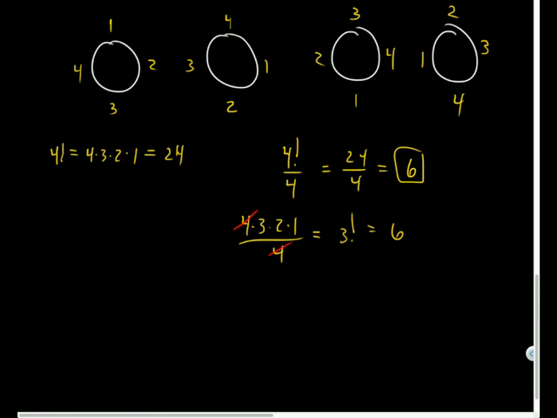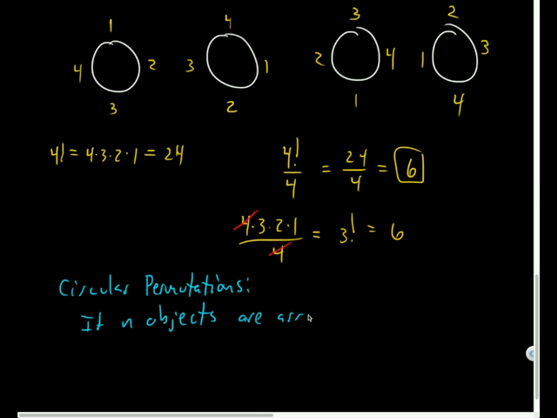So let's define that for us, shall we? So circular permutations, our formula can be defined as such: if n objects are arranged in a circle, then there's 2 ways to represent this.